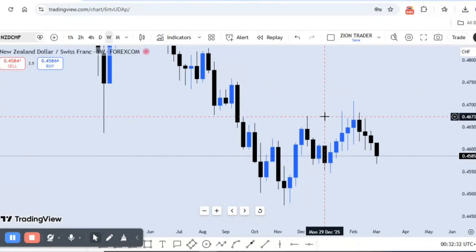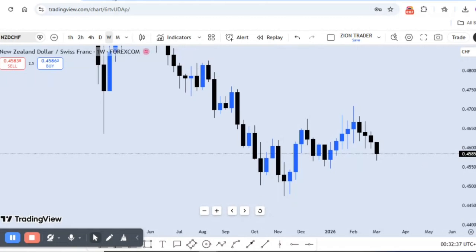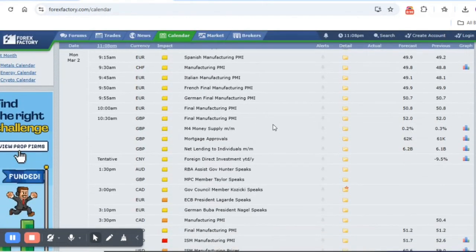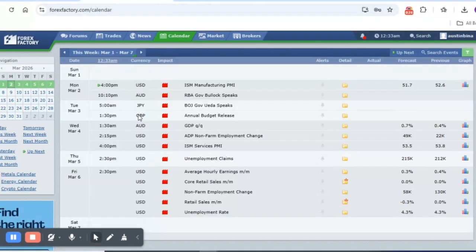So today we'll be analyzing NZDCHF, right? But before we take a look at the technicals, let's quickly see what we have in the fundamentals coming up this week. As you can see right here, on Monday, which is today, we have USD PMI, RBA, the Reserve Bank of Australia, is going to be speaking, and the BOJ, that's the Bank of Japan, the governor is going to be speaking, and so on.